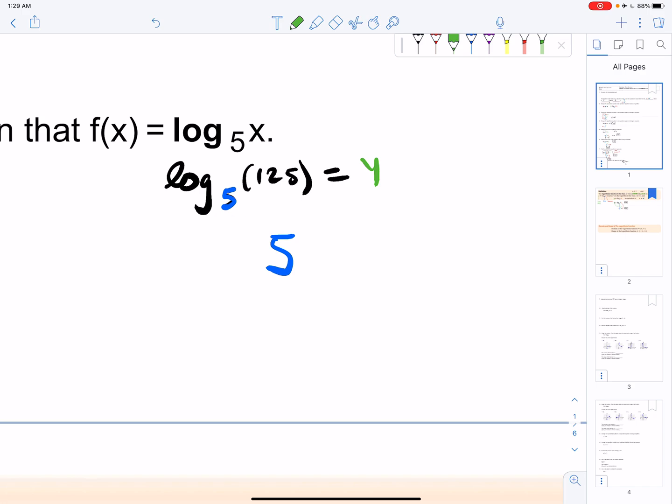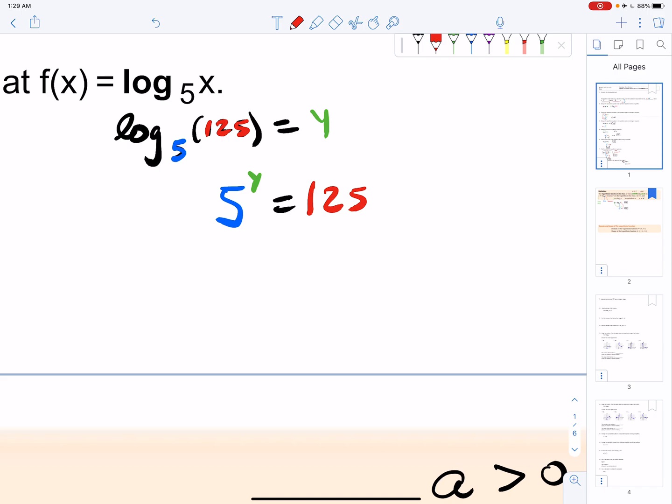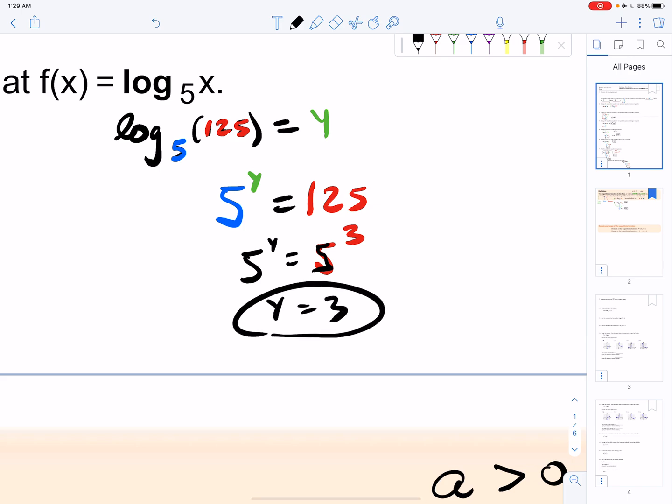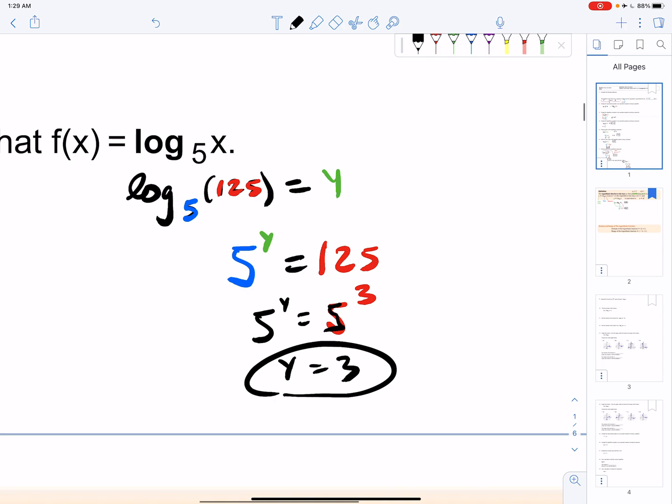So this is 5 raised to the y, and that's going to be equal to the argument of 125. Once again, can I write 125 with a base of 5? Yes, I can. 5 raised to the third power is 125. And over here, I've got 5 raised to the y. And when the bases are the same, you can set the exponents equal to each other. And there we go. The answer is just 3.